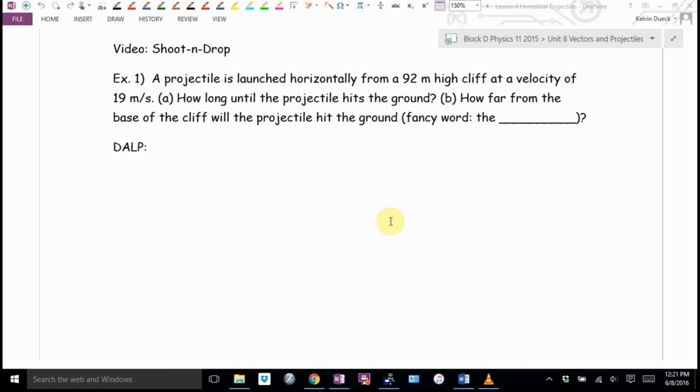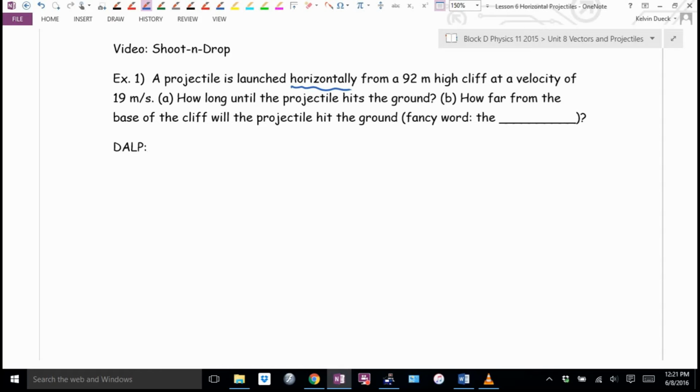It says how long until a projectile is launched horizontally. All of us underline the word horizontally. That's the key word in being able to actually solve this. What that means is the projectile is being launched straight sideways with no up or down angle. Up or down angle makes this way tougher. We'll get there a little bit next class. From a 92-meter high cliff with a velocity of 19 meters per second.